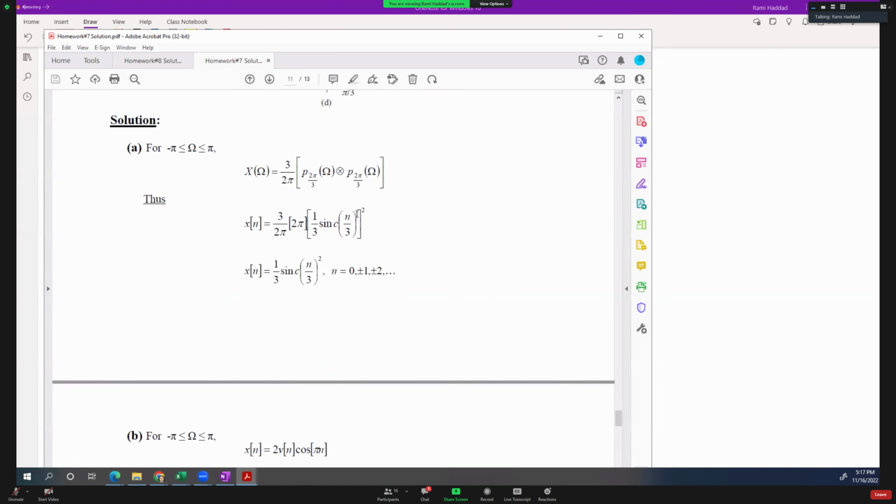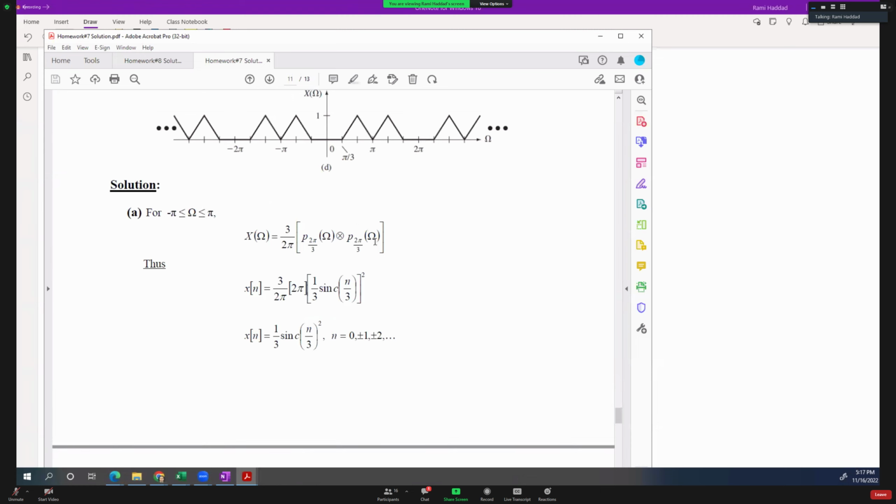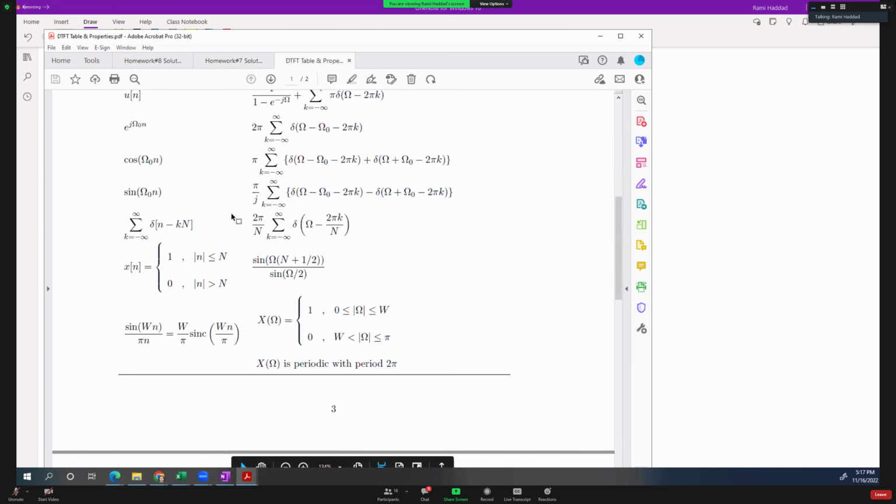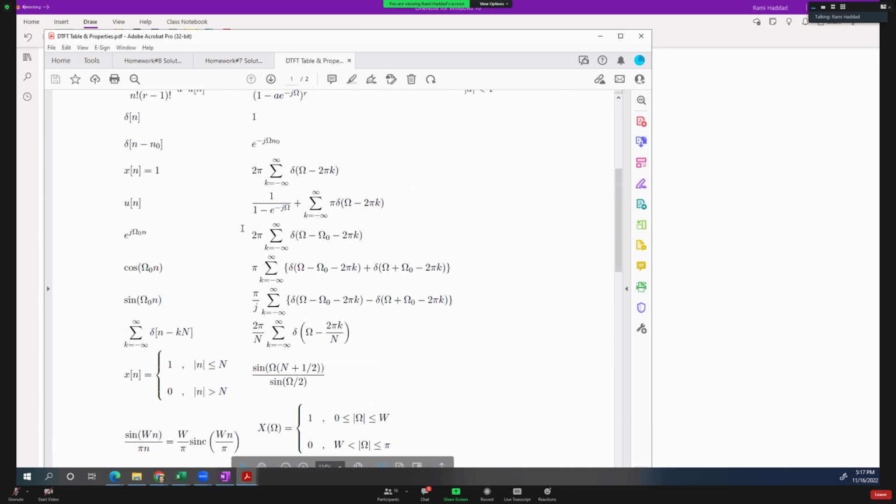But in this case, I used the property and I used the convolution property in the frequency domain between 2 pulses. And then I used one of the tables that I have, and I will open up this table, the DTFT table here. If you look here, I used, where is the pulse?